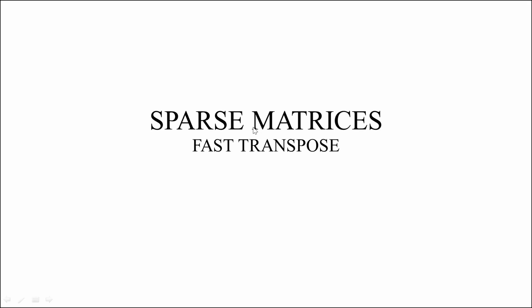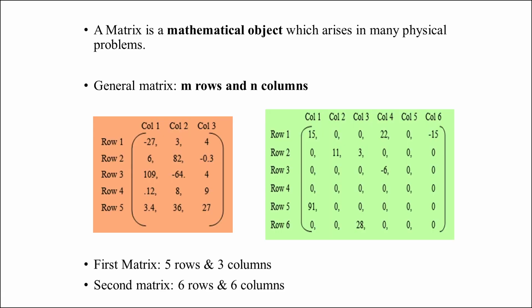Welcome to the topic sparse matrices, and particularly we are going to see about fast transpose algorithm. Before that, we'll start with the introduction of what is a matrix. A matrix is a mathematical object which arises in many physical problems. So generally, a matrix consists of m rows and n columns.